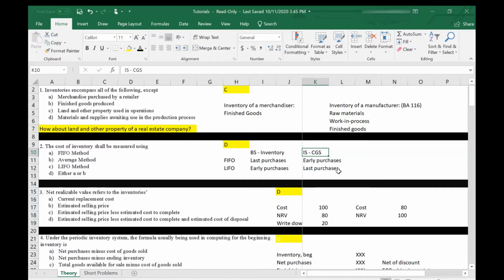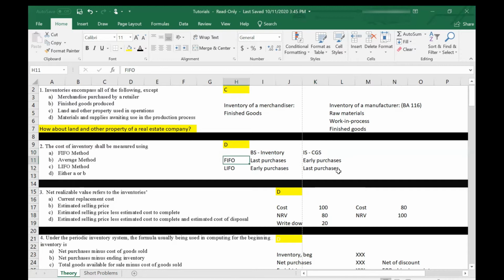Yung hindi mo naman mabebenta, yun yung matitira, it will be reflected in your ending inventory, which will appear naman on your statement of financial position or balance sheet. So if it's first in, first out, unang pumasok, unang lalabas. Therefore, early purchases will be reflected as CGS, last purchases will be reflected as inventory.